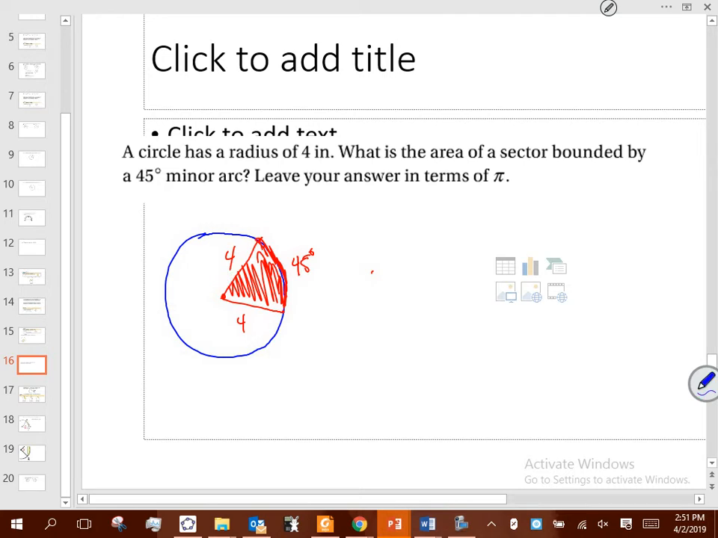So if I want to find this area, we're going to go x degrees over 360 times pi times r squared, right? So what's x? 45 times pi. What's r? 4 squared would be 16. This is kind of where I blew up on the last lesson. What's 45 divided by 360?